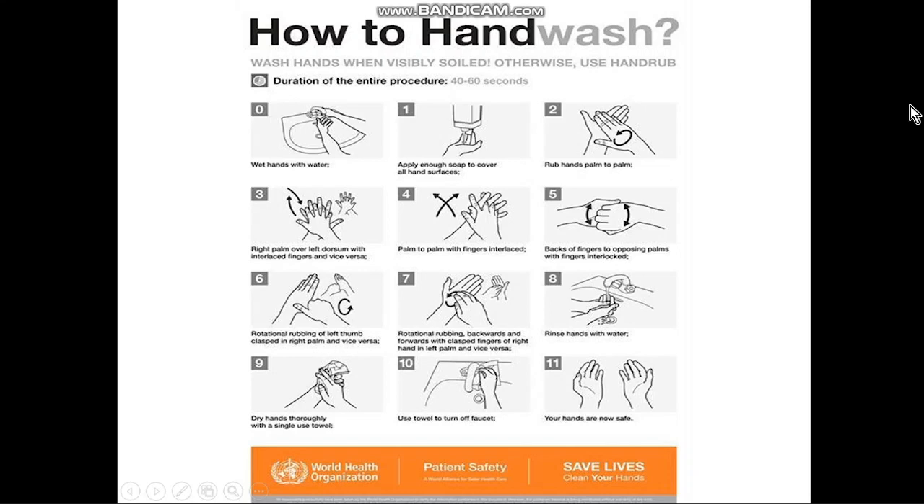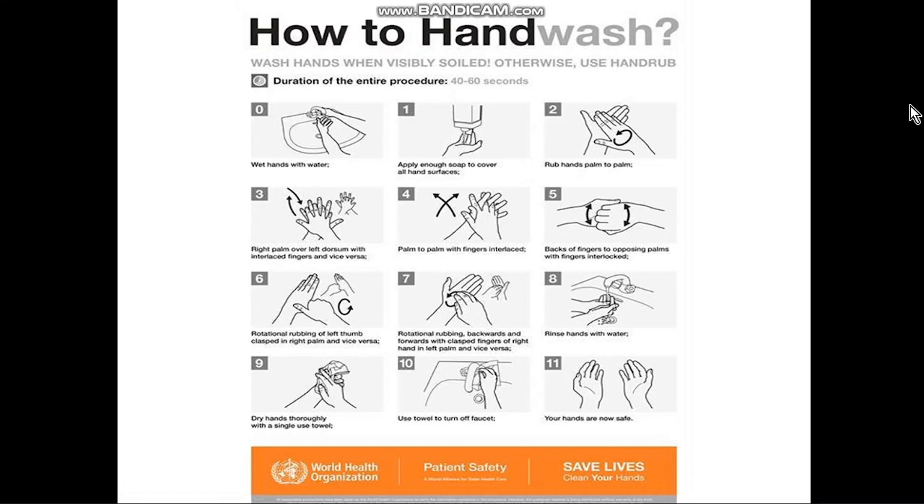And rotational rubbing backwards and forward with clasped fingers of right hand in left palm and vice versa, again to clean up the fingertips, as shown in figure number 7. Then we rinse the hand with water and dry the hands thoroughly with a single-use towel or paper towel by tapping.